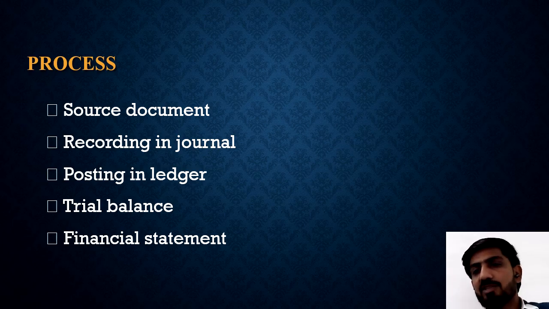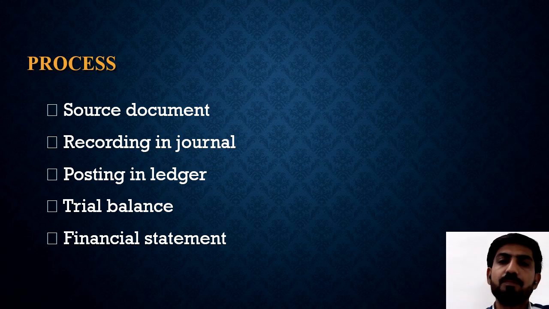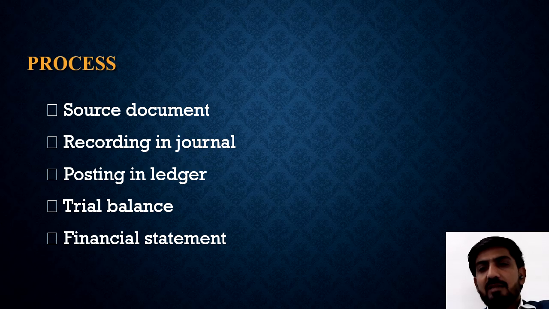After that, we record the transaction in the books of accounts. Basically, the day-to-day transactions are recorded in the journal book. After recording the transaction in the journal, the posting of these individual transactions is done in the ledger accounts. And finally, all the individual ledger accounts are balanced and these balances are transferred to the trial balance. So at the end of the year, we prepare the trial balance, and on the basis of trial balance, we prepare the financial statements. These financial statements are nothing but trading account, profit and loss account, and balance sheet.